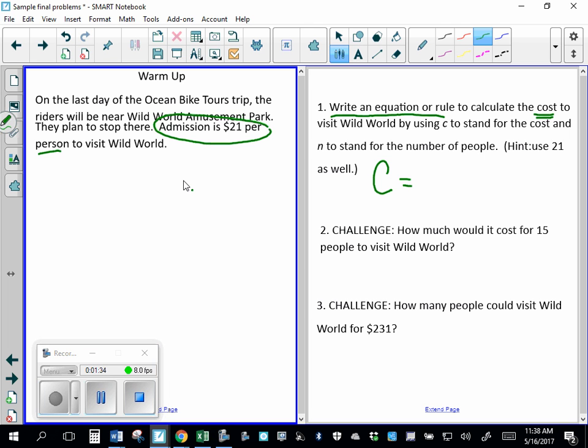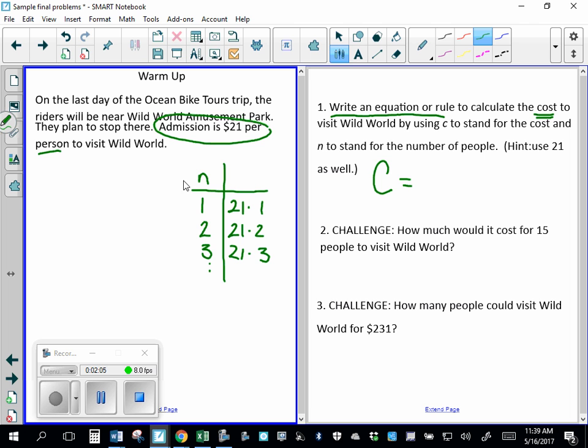So let's think about it. I think you can figure it out, but it's maybe a little bit confusing. N is the number of people, so if there's one person, wouldn't you pay $21? Yeah. Okay. So Luke, if there's 2 people, what would you pay? $42. Yeah, because you'd do 21 times 2, right? You'd pay $42. And if there was 3 people, what would you have to do? You multiply 21 times 3. And you would get 63, right?